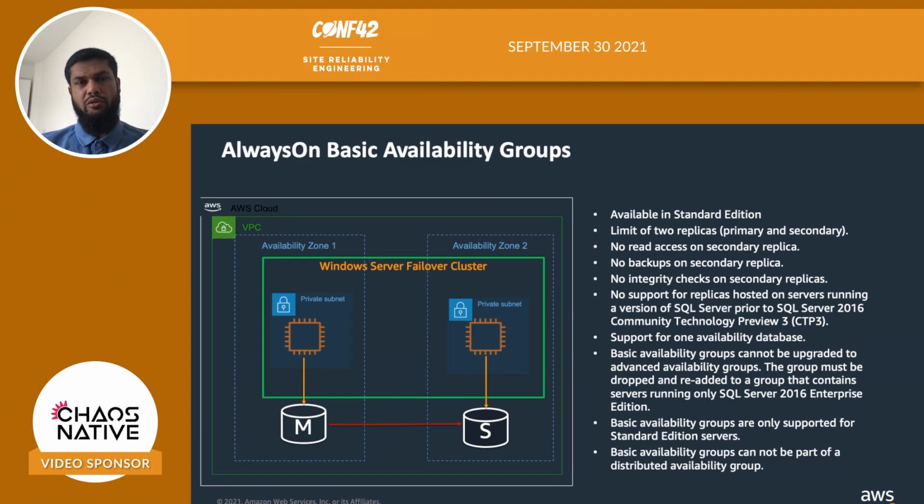Basic availability groups are available in the Standard edition, and the only limit is 2 replicas, primary and secondary. You can't access your secondary replica, you cannot do a backup on the secondary replica, and you cannot run any integrity checks or anything. You cannot upgrade your basic availability groups to advanced availability groups. You basically have to drop and re-add.